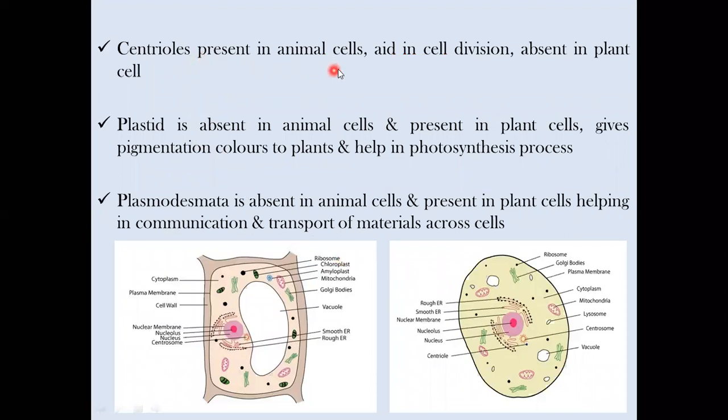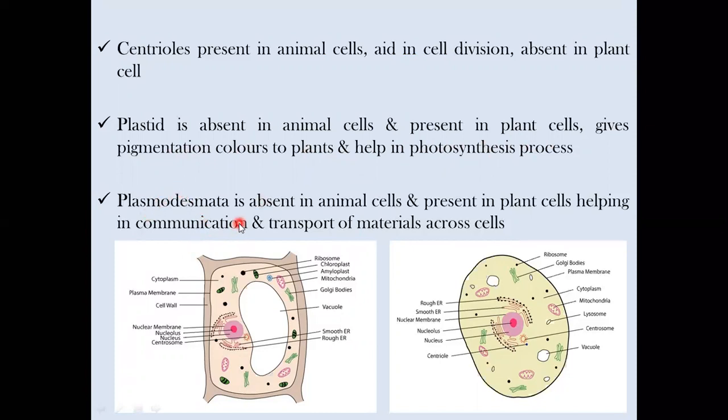Next, the centriole is present in animal cells, which helps in the formation of microtubules in cell division. So centrioles aid in cell division, and centrioles are absent in plant cells. So the microtubules are present in plant cells, but they are not formed by centrioles because centrioles are absent in plant cells. Next, plastids are absent in animal cells, and present in plant cells, and they give pigmentation colors to plants and help in the photosynthesis process. So plastids are very prominent in plants, so you can see different pigments which give different colors, and also these pigments help in the process of photosynthesis by absorbing certain wavelengths of light.